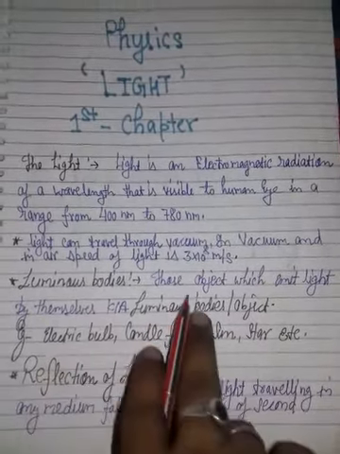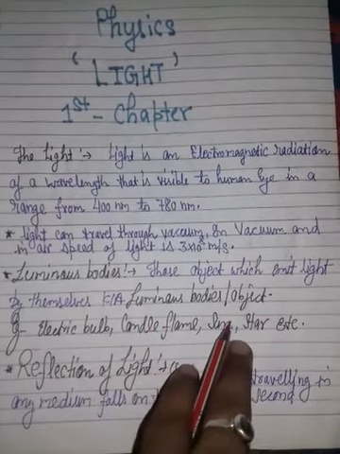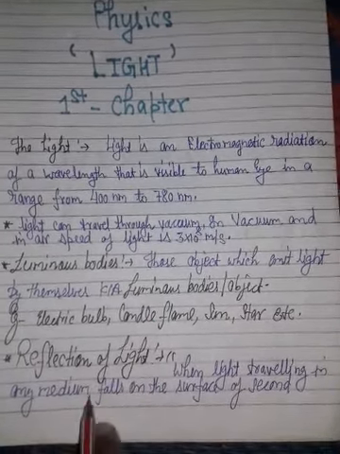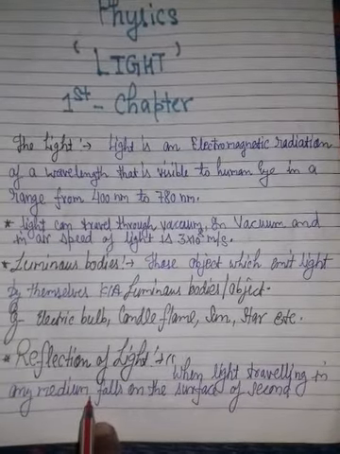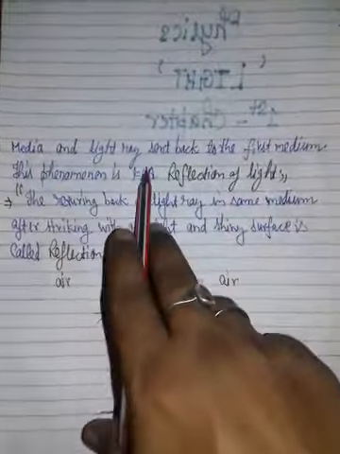Luminous objects are those objects which emit light by themselves, called luminous bodies or objects, like electric bulb, candle flame, sun, star, etc. Reflection of light: when light traveling in any medium falls on the surface of a second medium and the light ray is sent back to the first medium, this phenomenon is known as reflection of light.